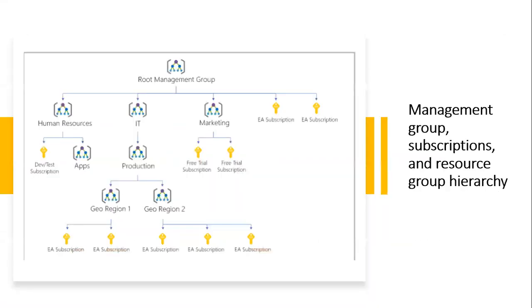Then Azure management group. If you are working in a company, then the company may have different departments: human resources, IT, marketing, different departments. So they create management groups according to those departments and projects. Inside human resources, there are apps as a management group. You can see here. Then inside IT, there is production, and there are different projects in geographical regions. So they have divided the management groups as per geographical regions, right? So you can divide management groups as you want, or as a company wants.